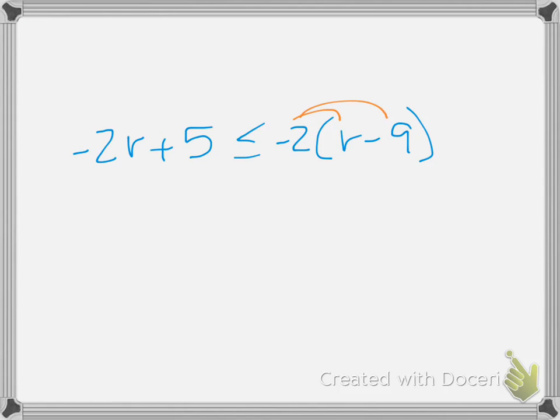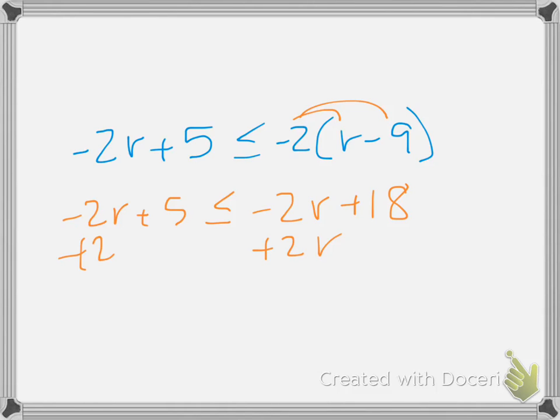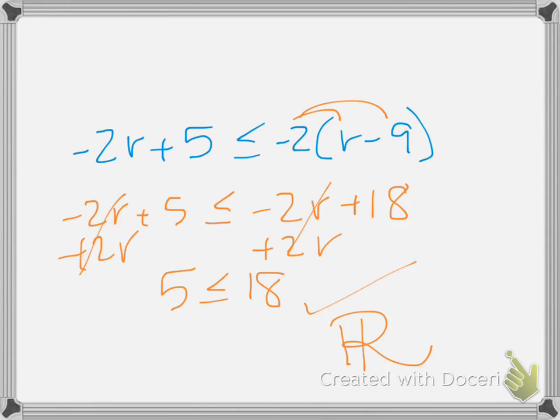Let's distribute this negative 2. So we got negative 2r. Negative 2 times negative 9 is positive 18. Let's add 2r to both sides. It looks like they cancel. Is 5 less than or equal to 18? 5 is less than 18, so that is true. So my answer again is all real numbers.